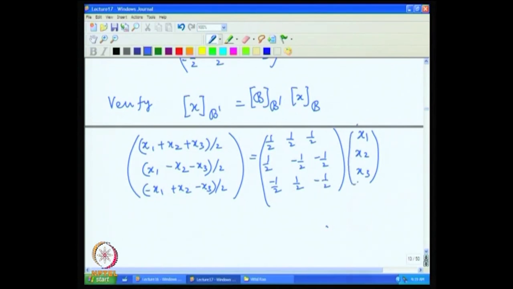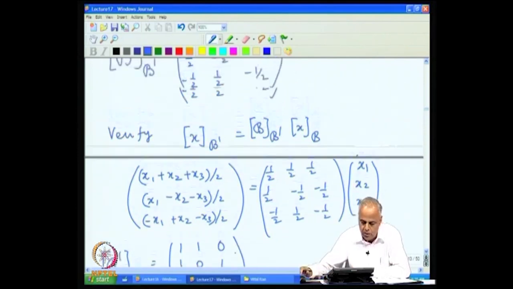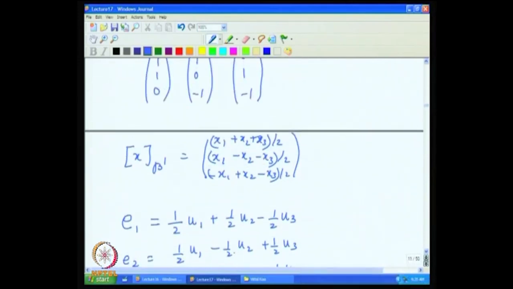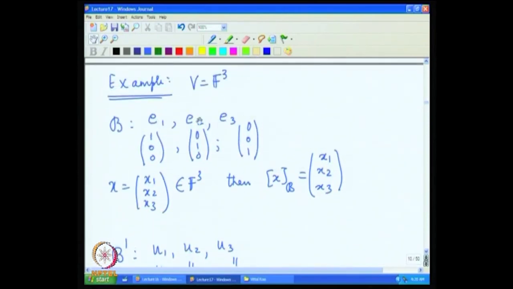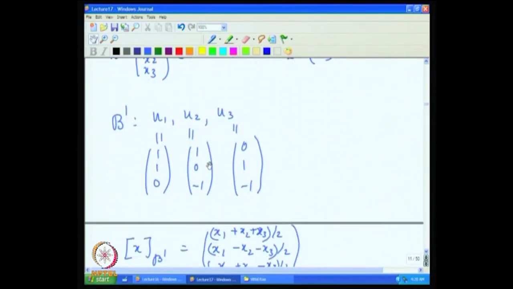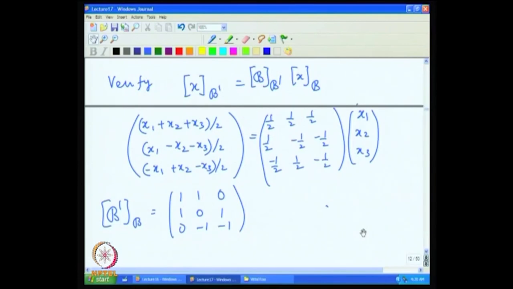Okay. It is now a matrix multiplication verification, and this is precisely what we mean. In this case, what is B prime B? That is very easy. It is just 1, 1, 0, 1, 0, minus 1, 0, 1, minus 1. Because we want to represent u1, u2, u3 in terms of e1, e2, e3, which is a very simple straightforward computation, and therefore, we get B prime B as this.